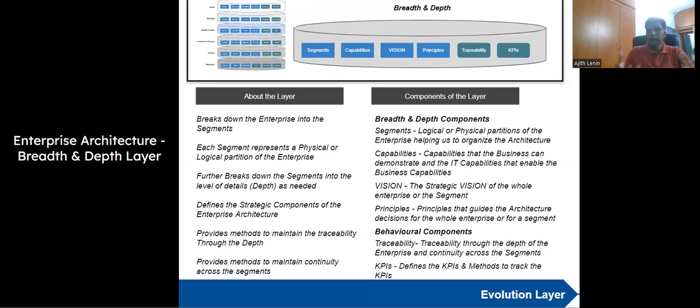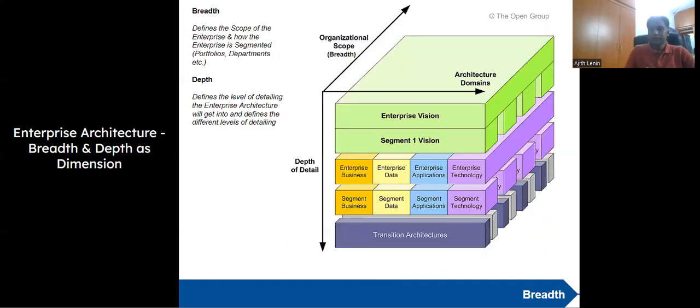Typical components here are the segments, the breakdown horizontally; the capabilities that are broadly addressed in each segment; the vision for each segment; the principles that govern each segment; and the traceability aspect. Our enterprise architecture should be traceable horizontally. Any business service we deliver might impact multiple segments, or business units, within the enterprise, so we need to be able to connect across the segments horizontally, as well as have traceability from top to down.